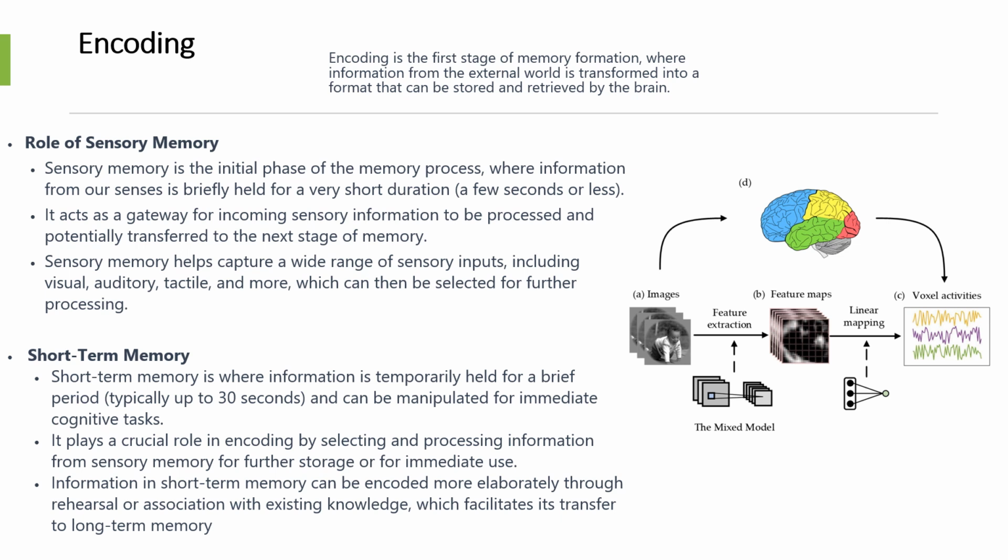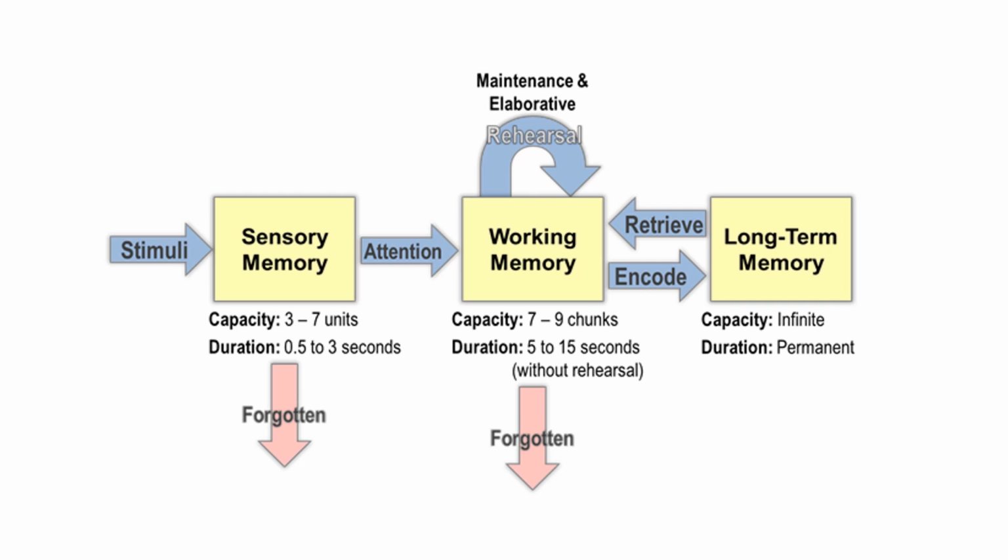We can see over here a picture example. We have an image, the feature extraction, the mixed model, feature maps, and the activity. We have over here another example. We have the sensory memory, which lasts 0.5 to 3 seconds. We have the working memory, 5 to 15 seconds. And of course, the long-term memory. It could be permanent.